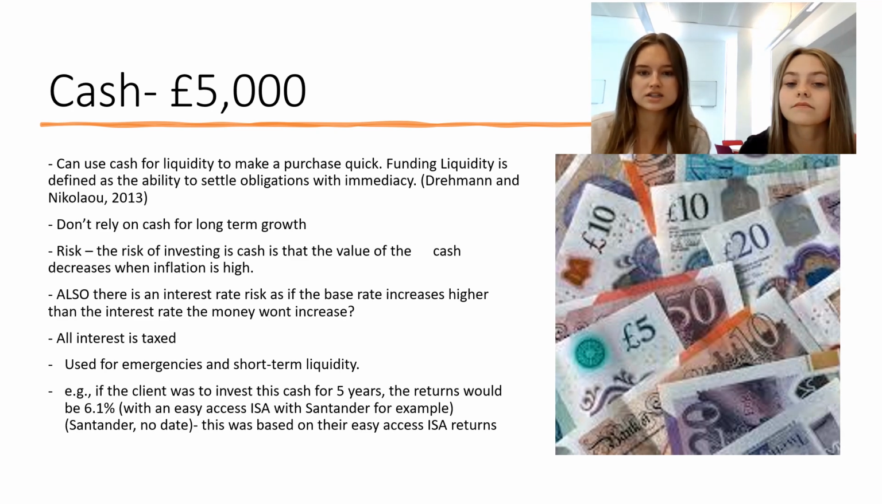However, all the interest that you make from investing this is taxed. And then just at the bottom there, that's just something that's come from Santander as an example. That's based on their easy access ISA returns. And if you were to invest £5,000 into a cash ISA for 5 years, the returns would be 6.1%.